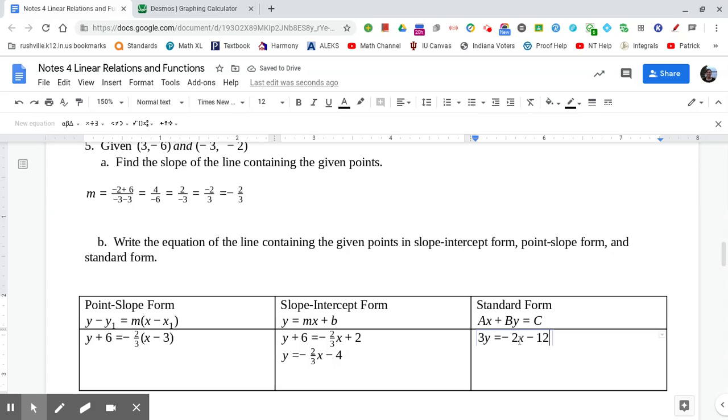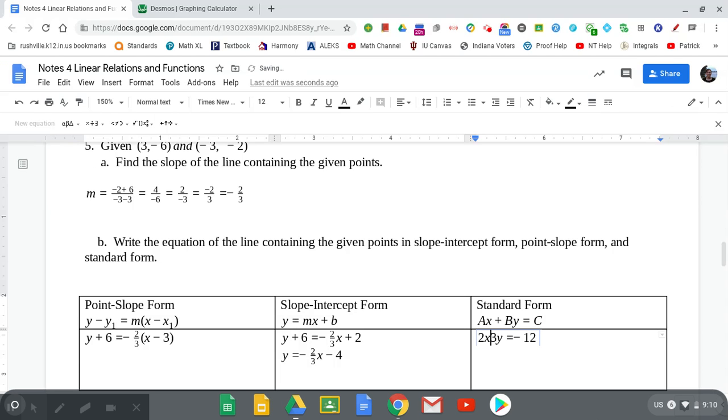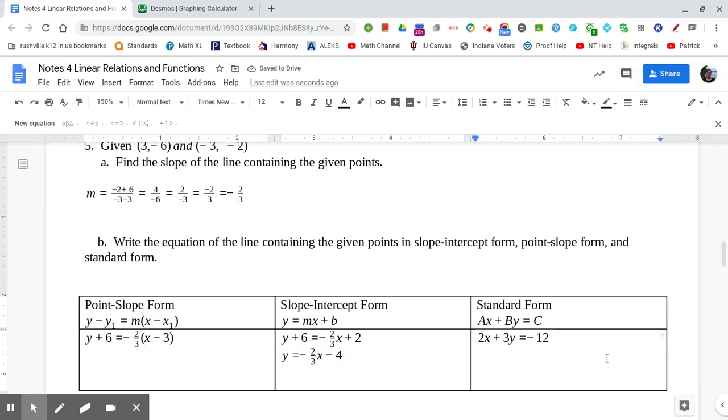And then I want to get the x and y on the same side. I want x to be positive, so right now x is negative, so I'm going to move it. Had x been positive, I would have moved the y term over and the constant over. All right, but x is negative, so the opposite of a minus 2x is to add, so plus 2x, and then 3 was already positive, so I'll put a plus 3 right there. And now I have an equation in standard form.